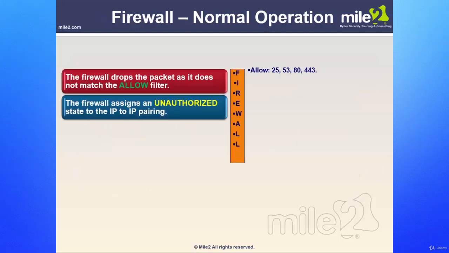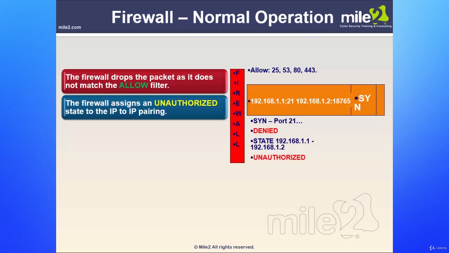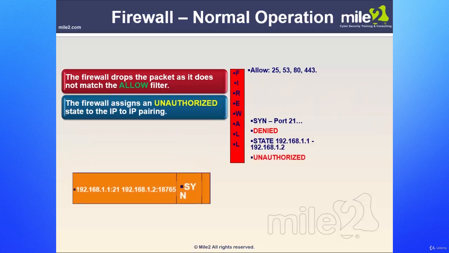So here's a little example so you can get more of a visual on this. Let's say we have a firewall that we want to overcome. The firewall's normal operation here, as you can see, drops the packets as they do not match the allow filter, and the firewall assigns the unauthorized state to the IP pairing if it's not in the allow section. So here we send something through, and it says, oh, port 21, that's not allowed, so we're going to deny port 21. Anything else that comes in with that particular IP pairing is going to be denied.